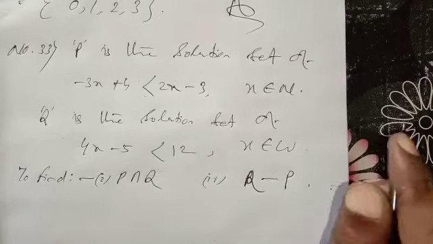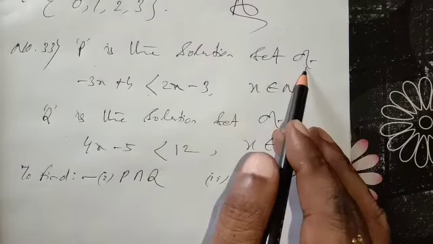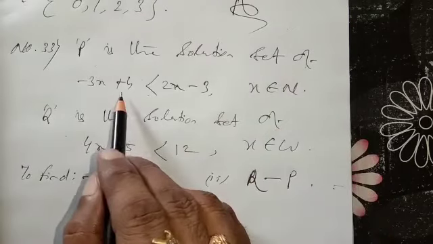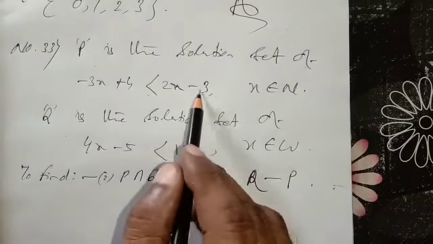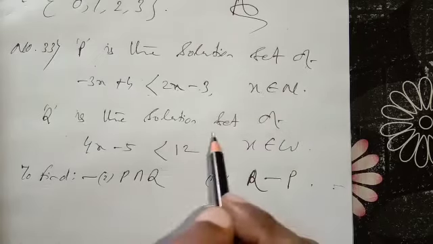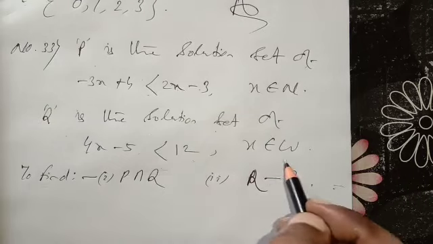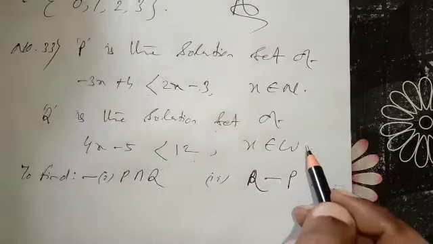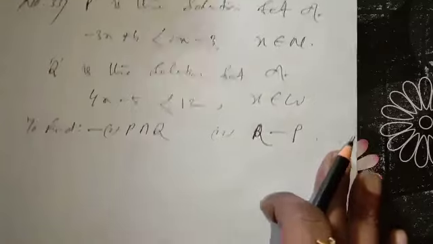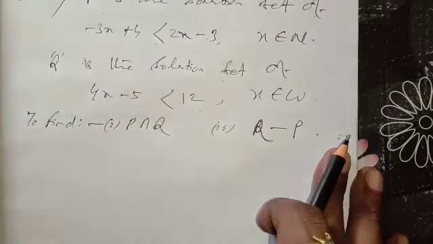Question number 33: it is given P is the solution set of minus 3x plus 4 less than 2x minus 3, where x belongs to natural numbers N. Q is the solution set of 4x minus 5 less than 12, where x belongs to whole numbers. You have to find P intersection Q and Q minus P.